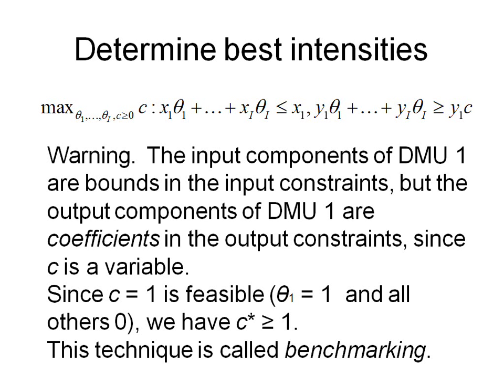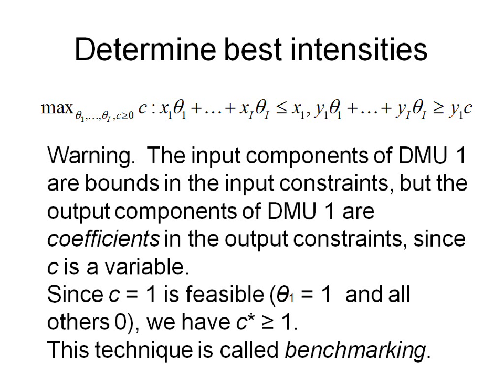Notice that in the solution C equal to 1 is feasible. Because you can just let firm 1 reproduce itself by putting theta 1 equal to 1 and all the other intensities equal to 0. Then the first constraint reads x1 times 1 plus 0 is less than or equal to x1, which is fine. The second constraint reads y1 is greater than or equal to y1 times c. So for c we can have 1.